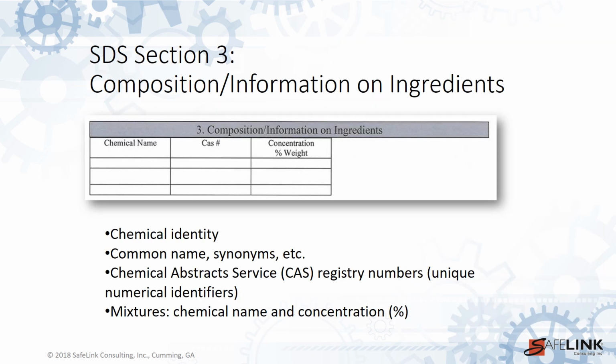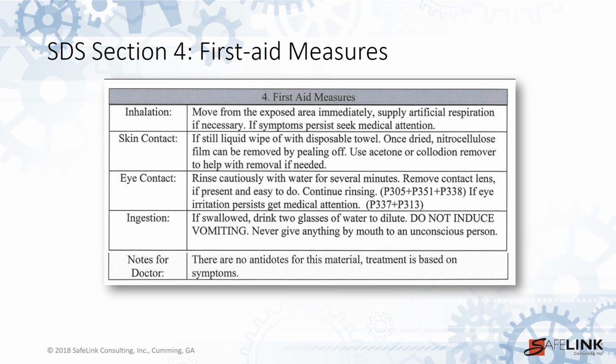Section 3 is for substances composition and information on ingredients. It shows the chemical name, the common name or synonyms, the CAS or chemical abstract service number, and the percentage concentration of each ingredient. Section 4 is for first aid and is a description of necessary measures to be taken in case of contact with the chemical. This section is subdivided according to the different routes of exposure, such as inhalation, skin and eye contact, and ingestion.